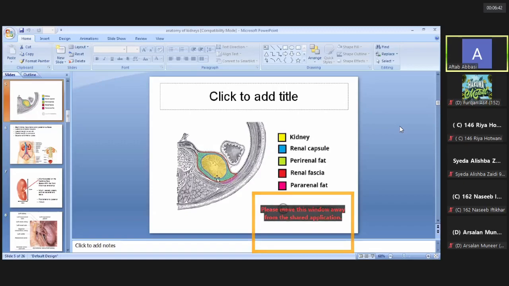On the posterior abdominal wall, it is a retroperitoneal structure, lying behind the peritoneum, and these are the different coverings of the kidney. The innermost layer is formed by the renal capsule, a type of fibrous capsule, this blue colored layer. Then outside this layer, there is perirenal fat, a layer of fatty tissue. Then the renal fascia and the pararenal fat that mostly lies on the posterior aspect of the abdomen.